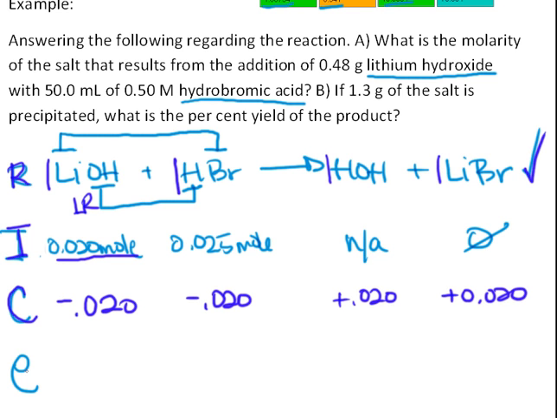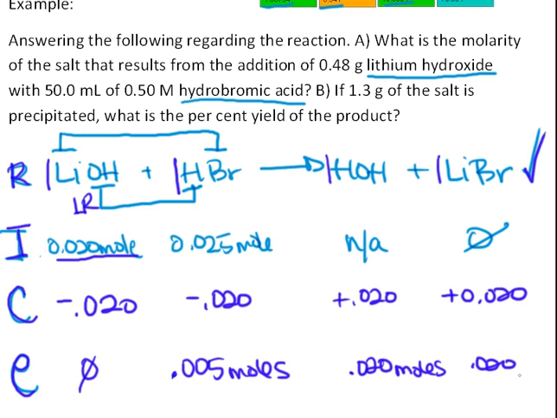Okay, and so at the end of the reaction, or at equilibrium, we have none of our limiting reactant left, and of HBr we will have some left over, and that's okay if that happens. It's just going to hang out there in the reaction vessel, and we will have 0.02 moles of water and lithium bromide formed.